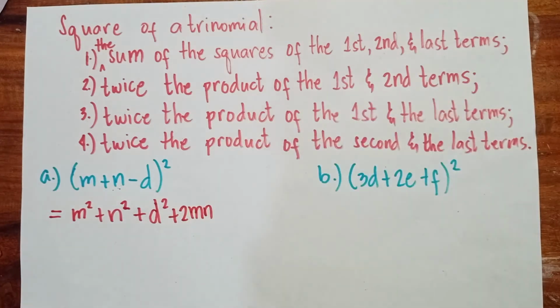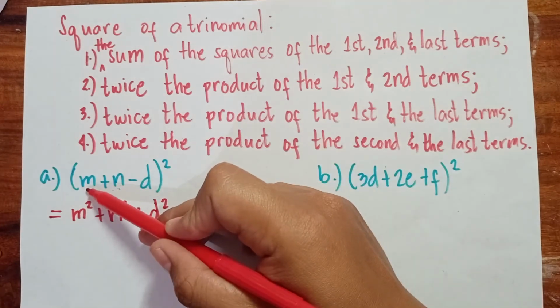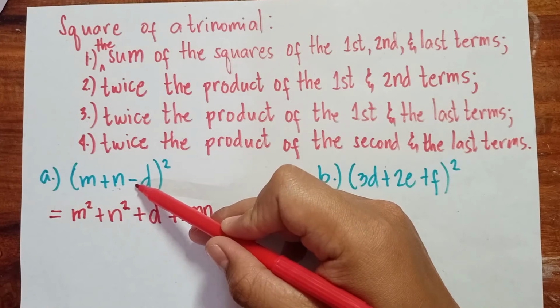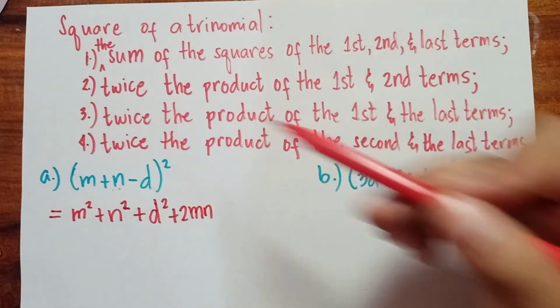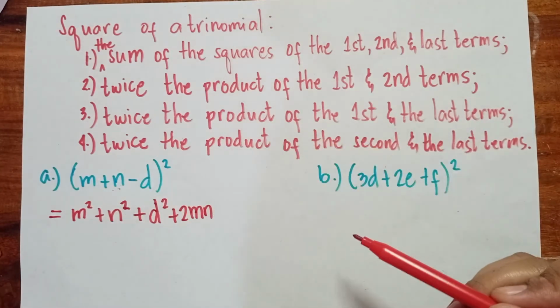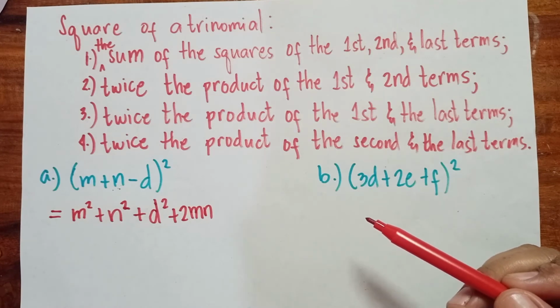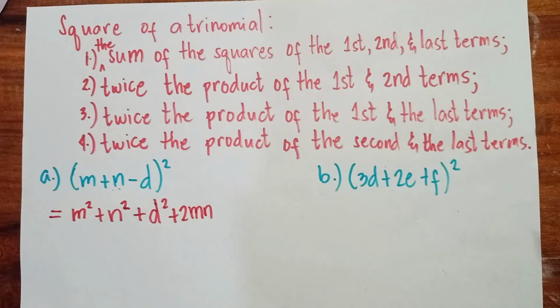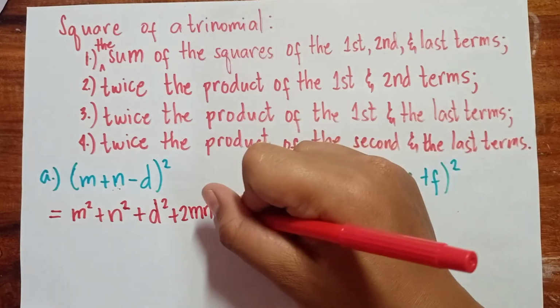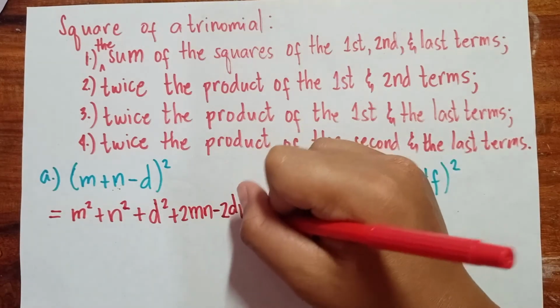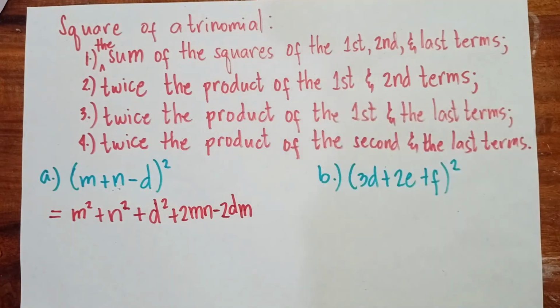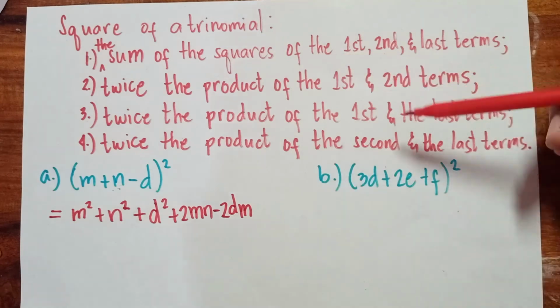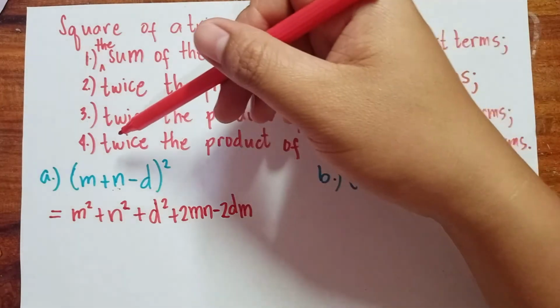Next, multiply the product of the first and the last term. So first is m, last is negative d. So m times negative d, that is negative, correct, negative dm. Then double it or twice the product, that is negative 2dm. Correct.